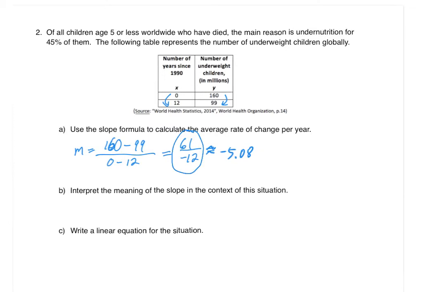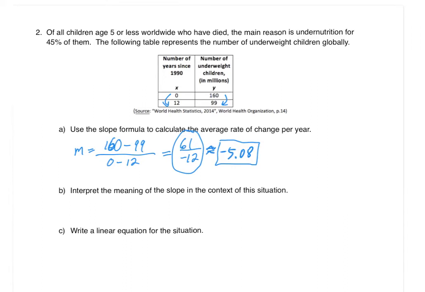But because we're talking about slope in an application, I actually want to do the division. And you get approximately negative 5.08. So negative 5.08 is the slope. Now, what does that mean? So you can see the number 5.08 doesn't show up in the problem as it's initially stated. So it's a little bit more challenging to figure out what this means.